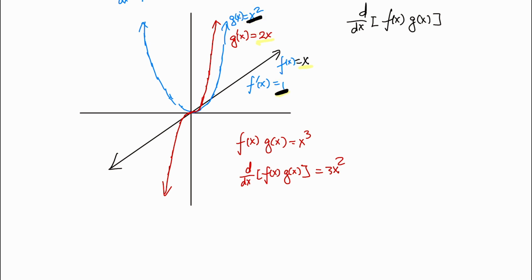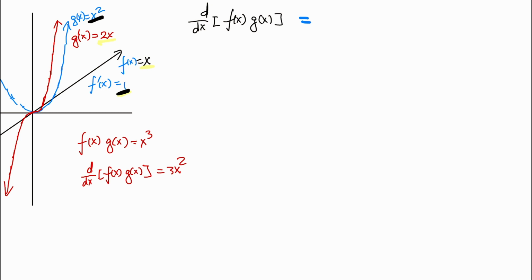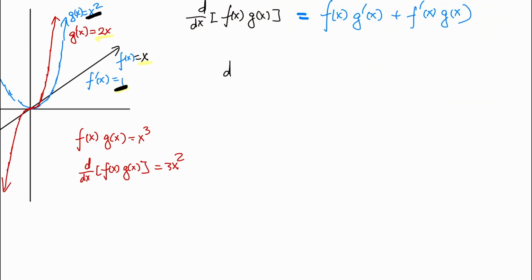So this is just our hypothesis over here, that this is equal to the value of f of x g prime of x plus f prime of x g of x. Let's actually try to prove it now. So what we are trying to prove is that this is equal to that.